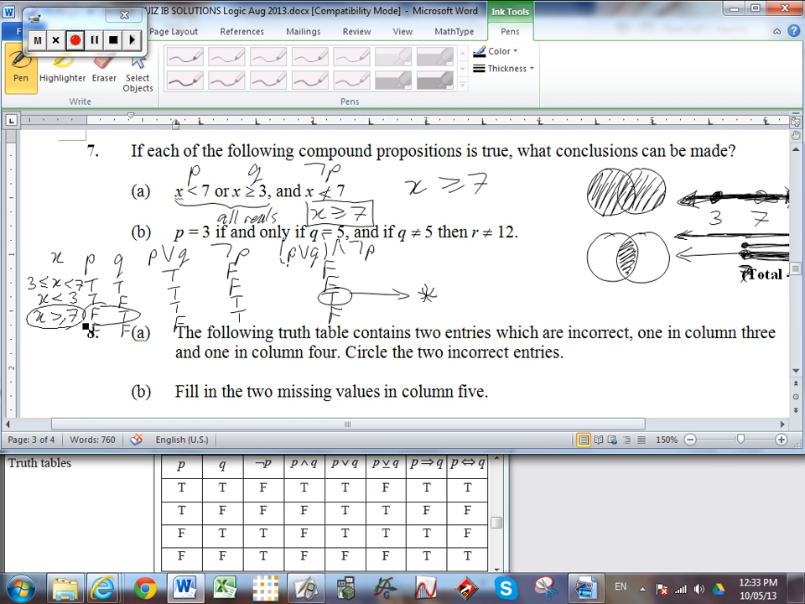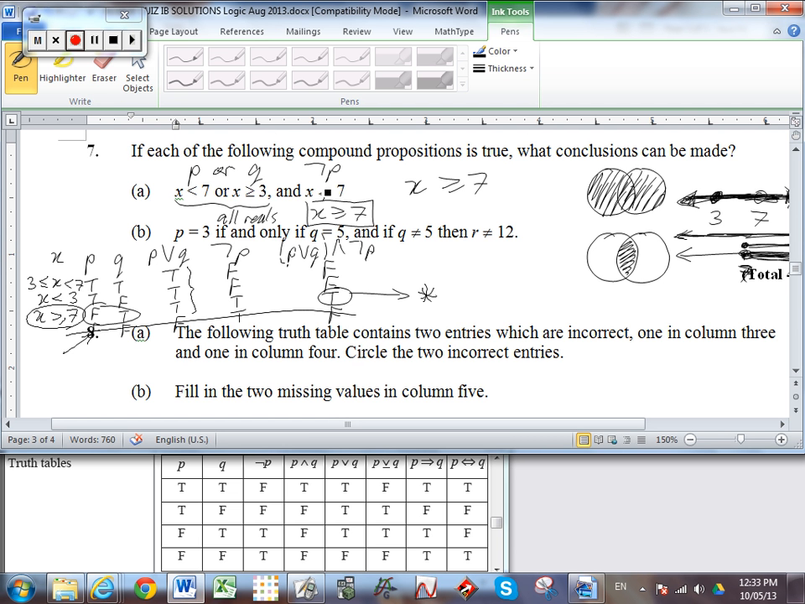Now it turns out we didn't actually even need to think about this fourth row, although we could have tried, because we're told that each of the following compound propositions is true. So that kind of gives us a clue, doesn't it, that we know that we're in one of these top three, because we know that the P or Q column must be true, so we can cross out the fourth row straight away.